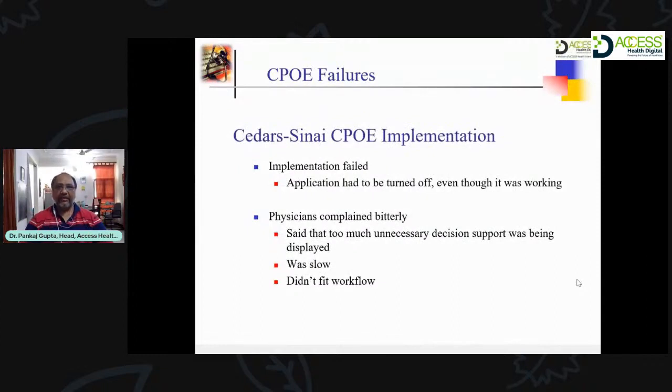Here is another case study, Cedars-Sinai. An application had to be turned off even though it was working. The physician said there was too much unnecessary decision support. It is giving me too many alerts. It is telling me what to do, what not to do, and I don't like it. So they had to switch off the system.